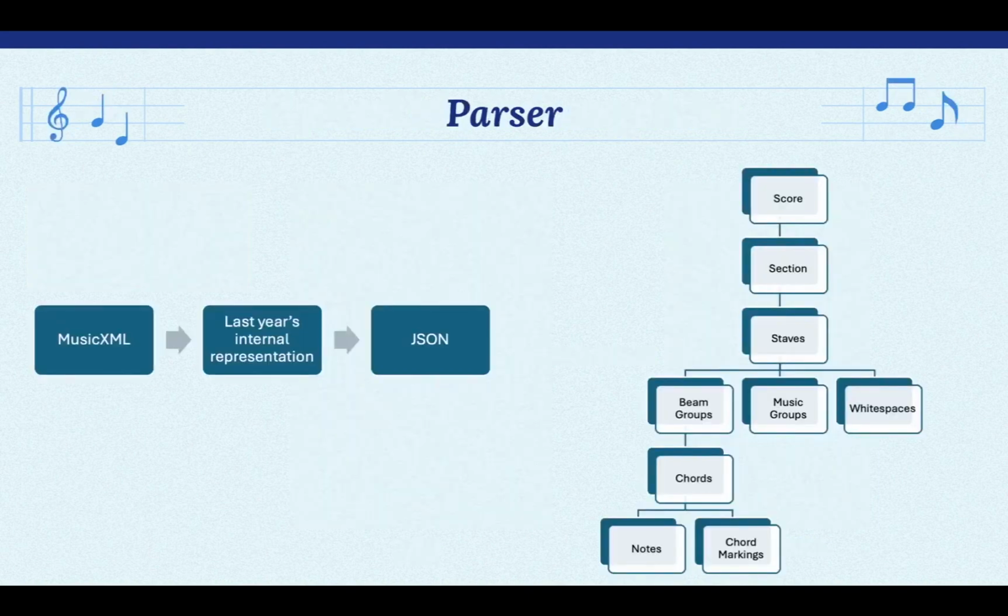Our first significant component was the parser on the back end. Galvez would output MusicXML for a particular score, which we ran through last year's Java parser to transform to an intermediate representation, which we then serialized to JSON for transport and saving to a document database.